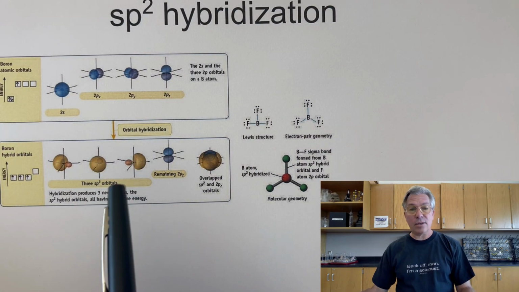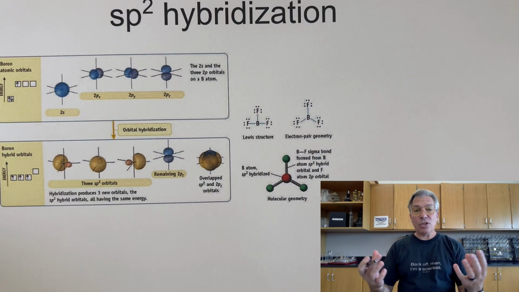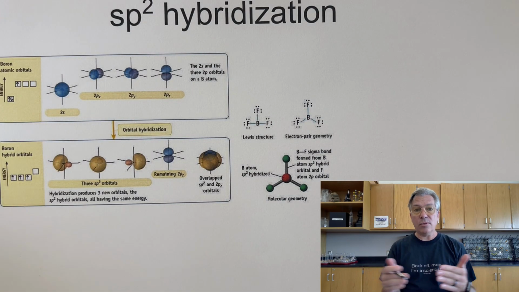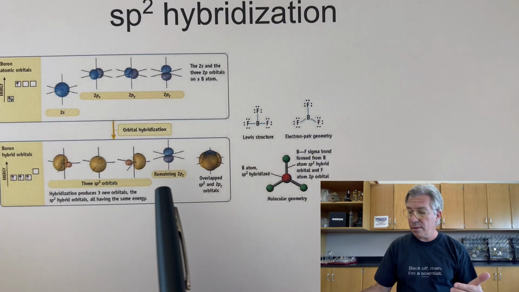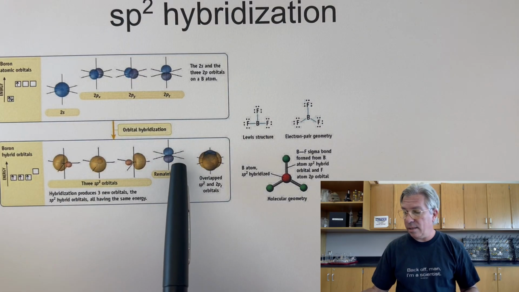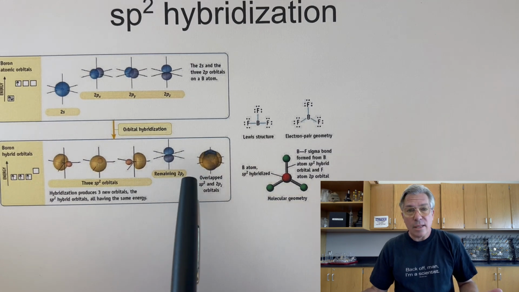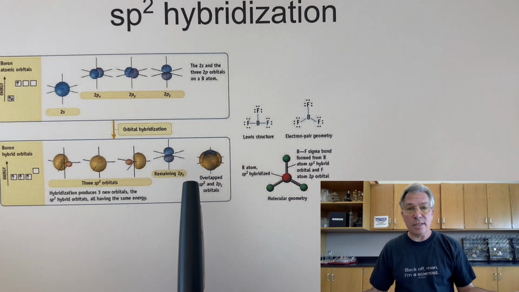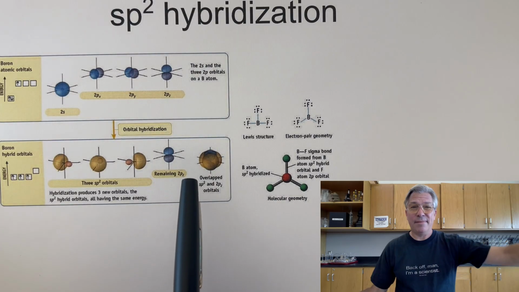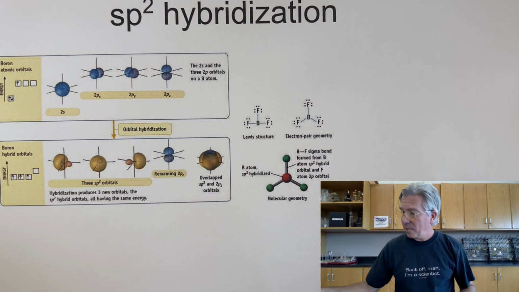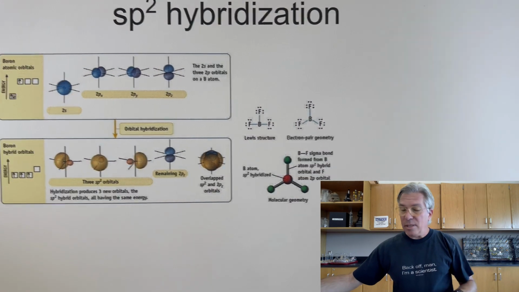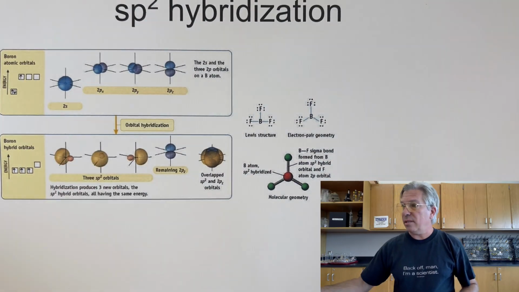And now I have 3 identical orbitals that can magically arrange themselves 120 degrees from each other around that central atom, leaving behind this orbital right here. It's not being used. There's nothing in there. Theoretically, it's there, but there's no electrons in there, so it's just out there, not being used. And so we get sp2 hybridization, 1 s and 2 p's.